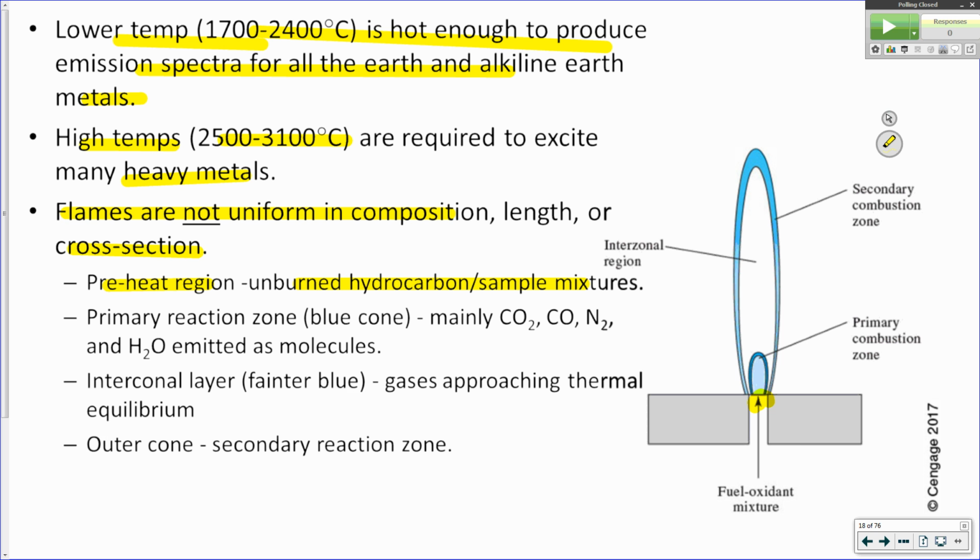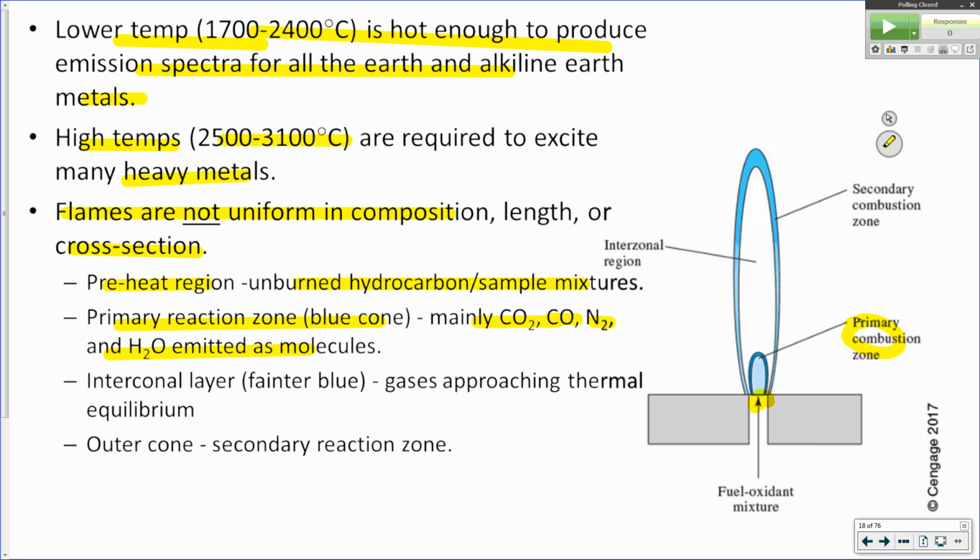The next region is typically the primary blue that we see. It's called the primary reaction zone. Mainly emitted from this are CO2, the product of combustion for a hydrocarbon, and water. We have carbon monoxide and some nitrogen gas and water emitted as molecular species. And again, molecules that absorb broad spectra are a problem. So that's the primary combustion zone.